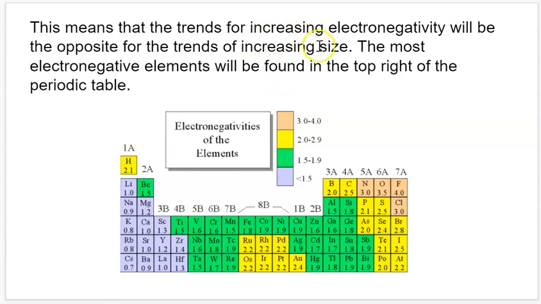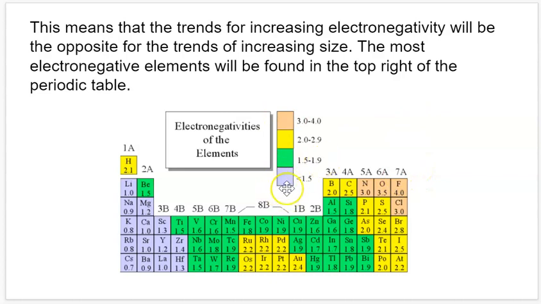As the size increases, the electronegativity is going to go down. As the size decreases, the electronegativity is going to increase. And you can see here on this version of the periodic table that has values associated with the electronegativity, we could see that the most electronegative elements, represented by the orange, are here in the top right corner, which corresponds to the smaller atoms on the periodic table.